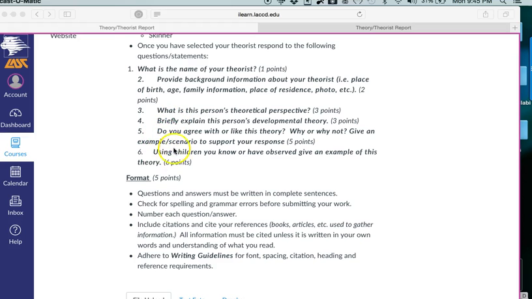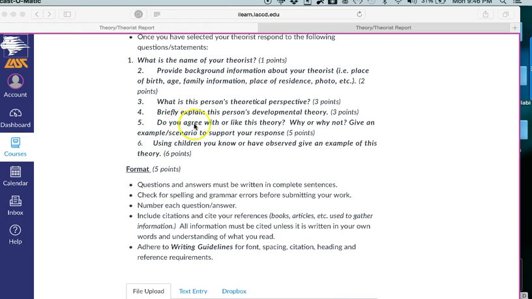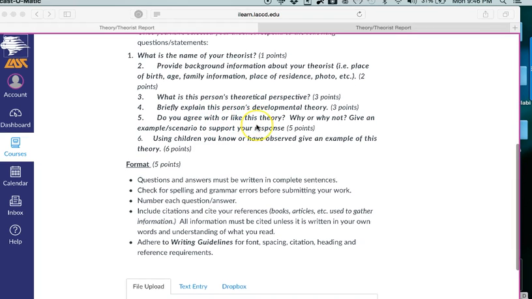Number 5, now this is where you need to apply what you know. Do you agree with or like this theory? Yes or no?